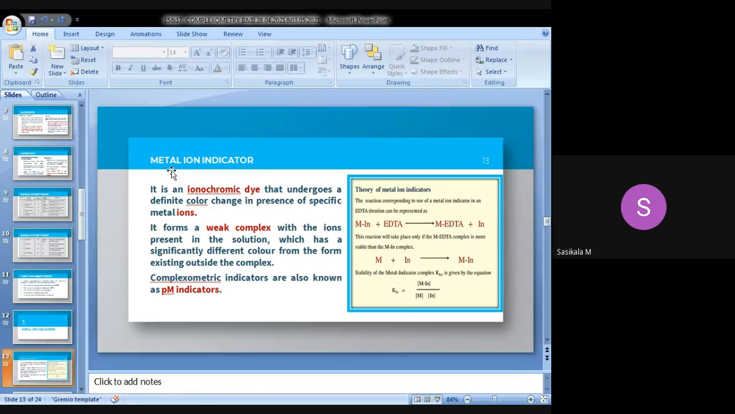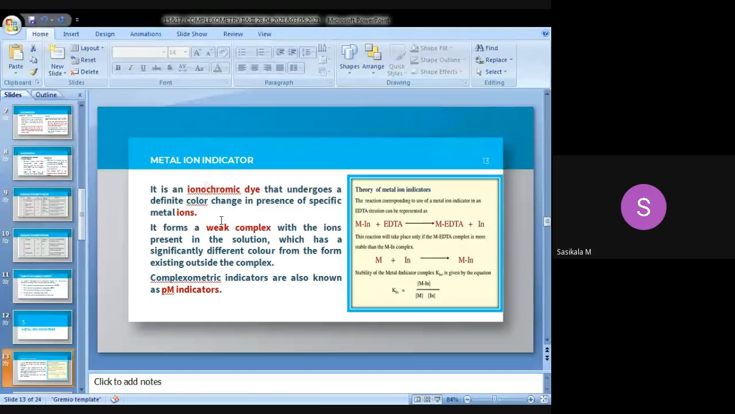It is an ionochromic dye. Iono represents ion. Chrome represents colored. Dye also gives color. So it is a dye. Indicators usually will be of dye nature. So they will be ionochromic dyes, and they undergo a definite color change in the presence of a specific metal ion. So the free indicator will have some color. When it forms a complex with metal ions, it will give a different color. That is why it acts as a metal ion indicator.